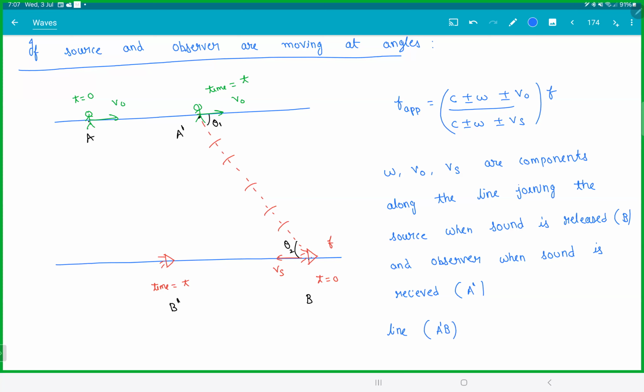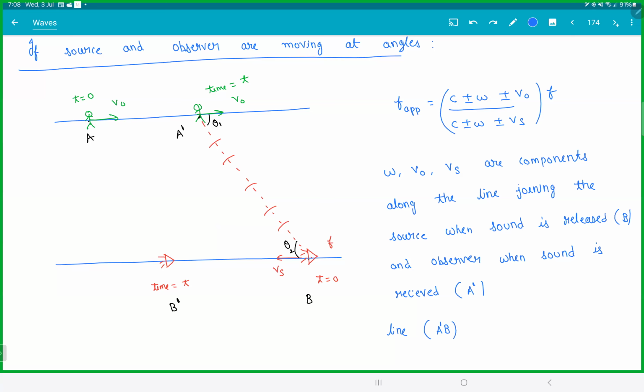Is this making sense? Because this sound which was coming here, when it comes here, he is not there. He's gone ahead anyway. That is the catch. So if you're moving at angles, this is what you have to take care of. So components would be V naught cos theta 1, and Vs cos theta 2. If the wind is going this way, then W cos theta 1, theta 2, whatever it is. So in that sense, you have to take the components. Do have a look at this.